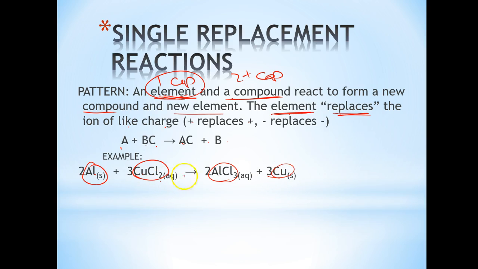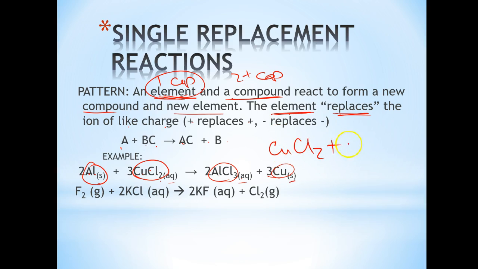Okay, we'll talk about where the numbers come from. Again, solid, aqueous, aqueous, solid. That's not really so important as it is to recognize element and a compound. Or it could have been written a compound and an element. So it could have been written CuCl2 plus Al. The order in which they're written on the left side or on the right side doesn't matter. You have to recognize it as being an element and a compound.